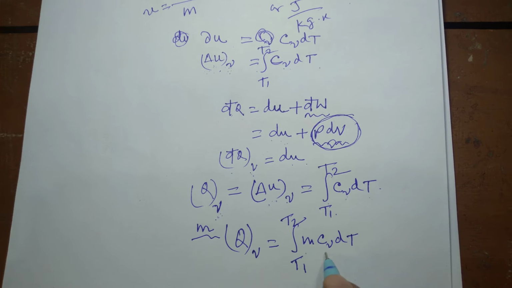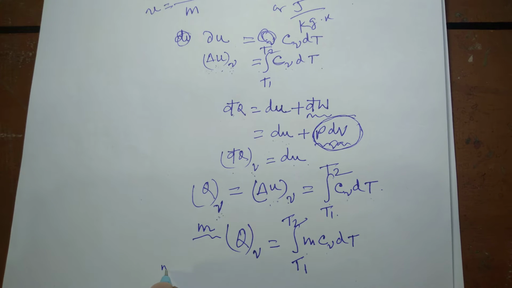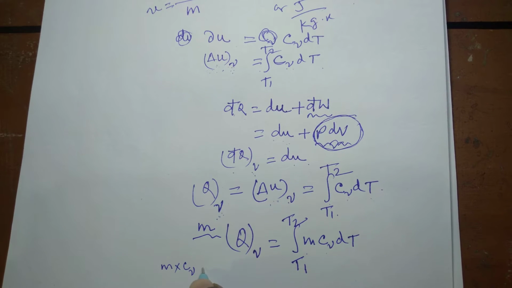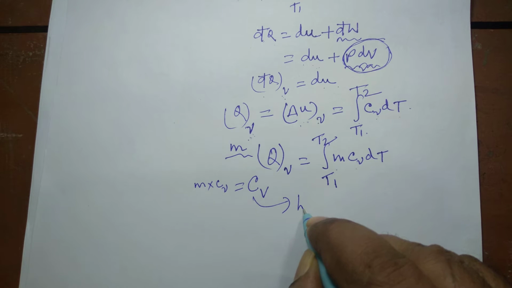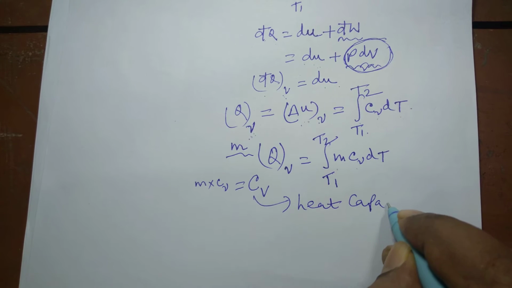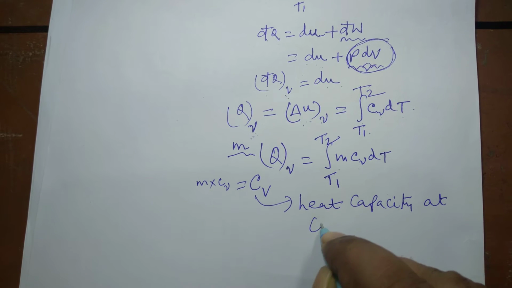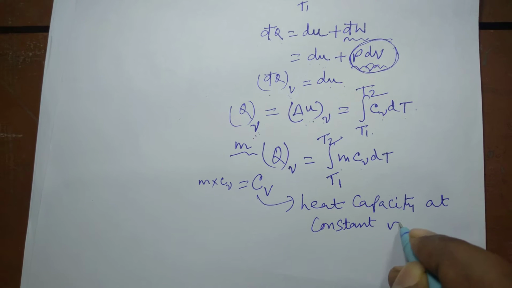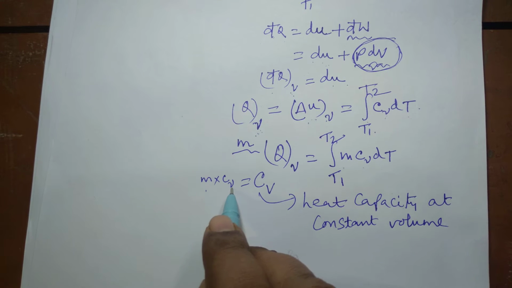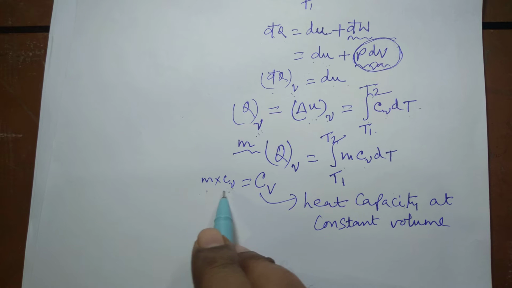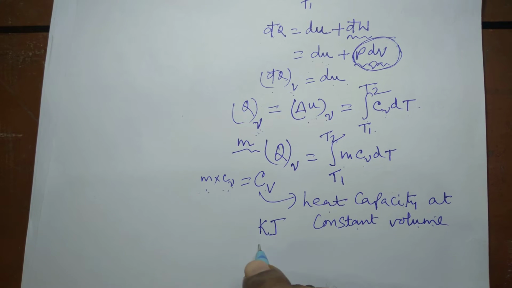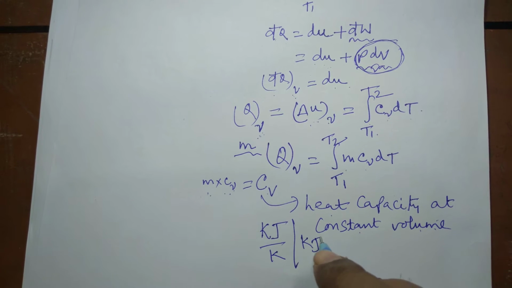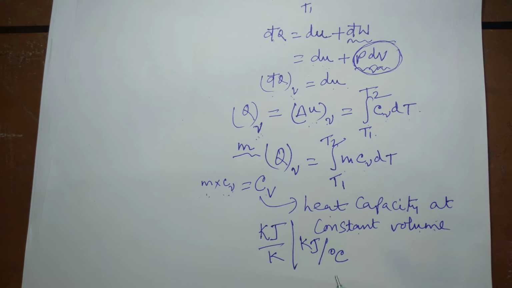The product of mass and specific heat at constant volume, that is m multiplied by small cv, is known as capital Cv, where capital Cv is the heat capacity at constant volume. Specific heat at constant volume, when multiplied with mass, results in capital Cv, and its unit is kilojoule per Kelvin or kilojoule per degree Celsius, or joule per Kelvin or joule per degree Celsius.